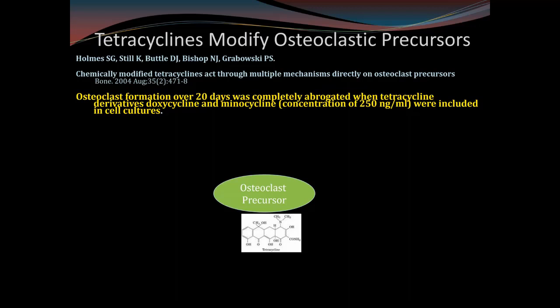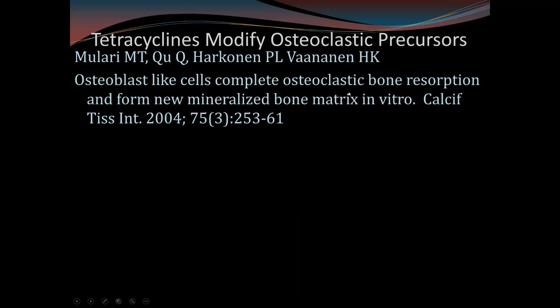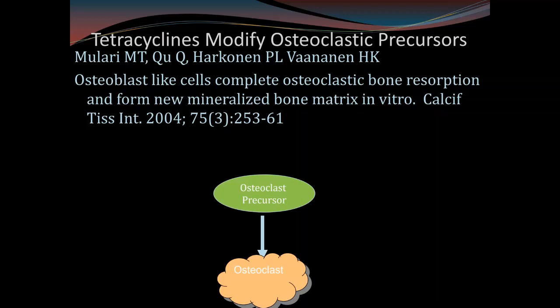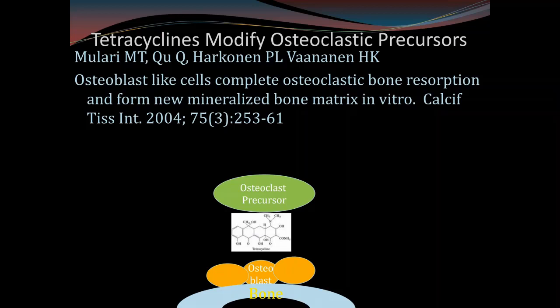Well, yeah, but what effect does the doxycycline have on osteoblasts? Well, we know we can stop this bone loss, but what happens as far as bone regeneration? Take a look at Malari's work. Malari was doing similar work to Holmes, looking at osteoclastic precursor cells giving rise to osteoclasts. He found the exact same thing. You introduce doxycycline, and it stops your osteoclastic formation, but then when these are no longer made, he saw your osteoblastic activity increased to 112%, so you started making new bone.